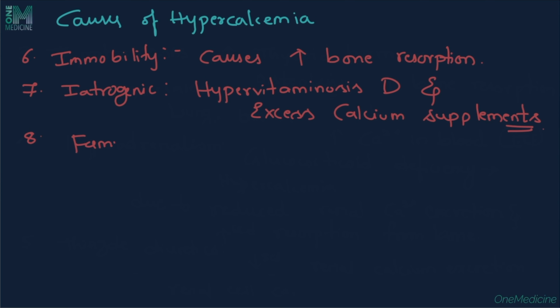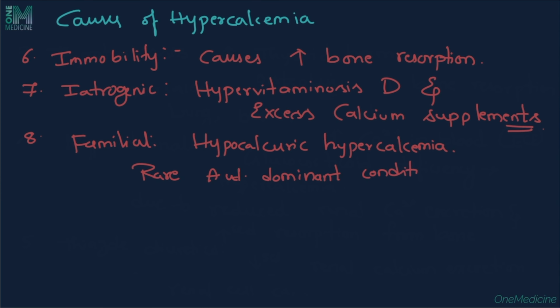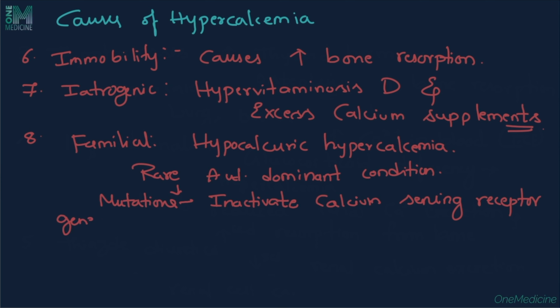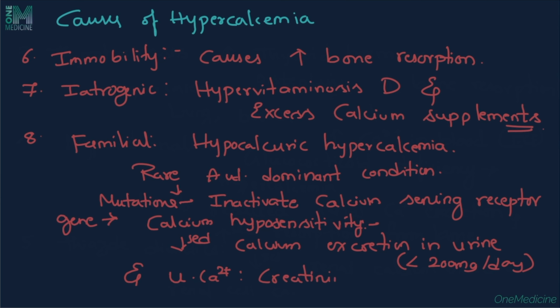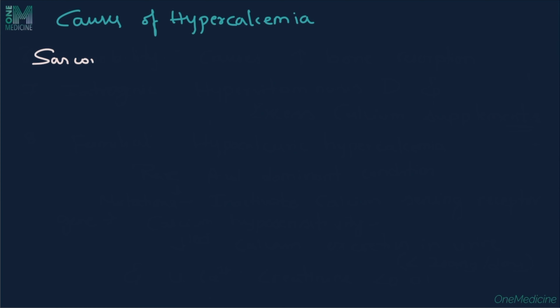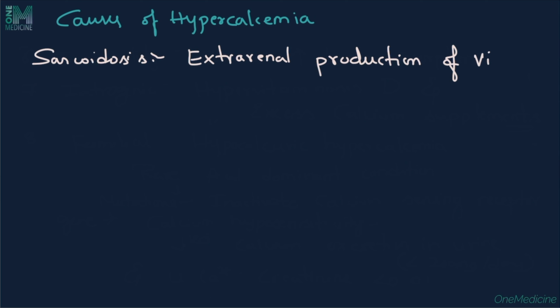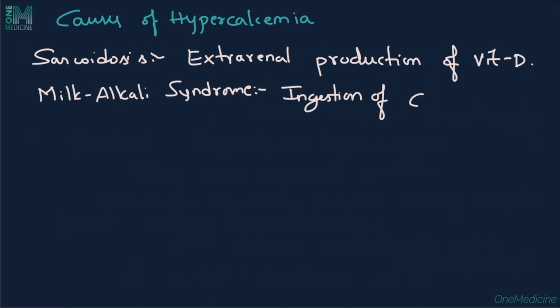A rarer cause is familial hypocalciuric hypercalcemia, which is a rare autosomal dominant condition resulting from inactivating mutations affecting the calcium sensing receptor gene, leading to calcium hyposensitivity. It is characterized by low urinary calcium of less than 200 mg per day and urinary calcium creatinine ratio of less than 0.01. Sarcoidosis involves extrarenal production of activated vitamin D, which causes hypercalcemia. Milk alkali syndrome results from excessive ingestion of calcium and alkali salts in antacid preparations.